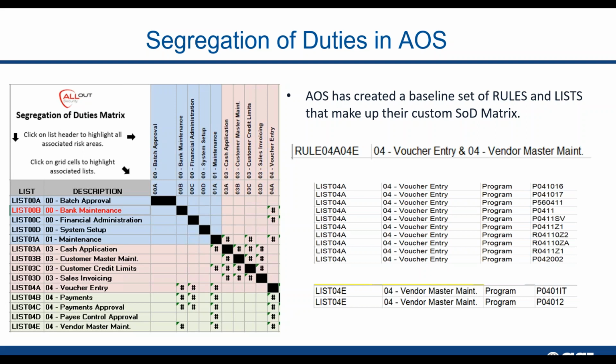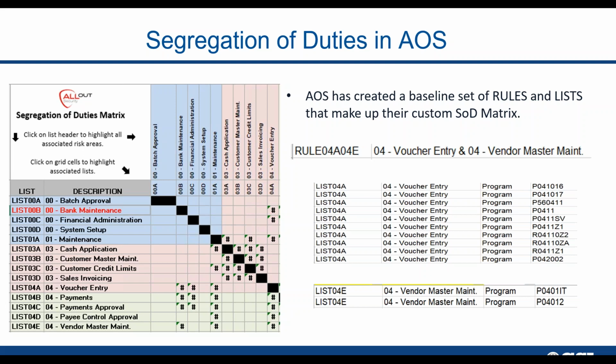All right, let's take a little deeper look into SOD as AOS has lined it out. So AOS has come up with baseline best practice rules, SOD rules, I guess I should say. I'm only looking at this one rule right here because, last time I looked, they have 156 rules out there across the JDE system. So we're going to take a look at just one, and I'm going to show you what this matrix means over here on the left, and then what you're seeing here, list 04A and list 04E.